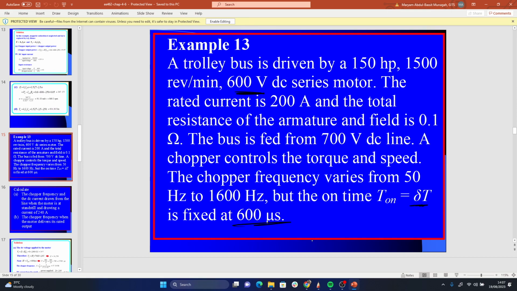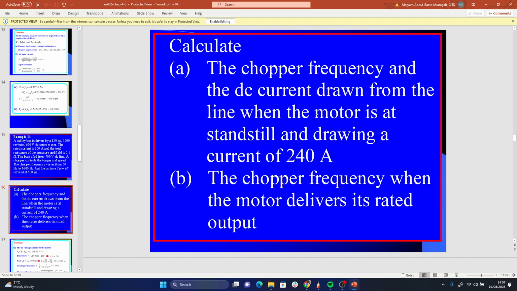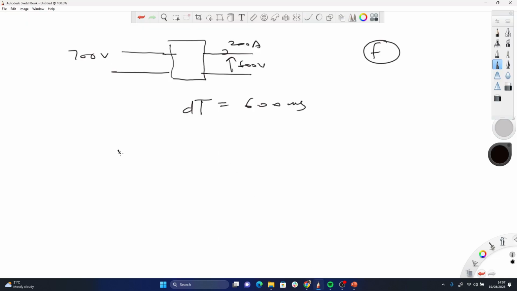Okay, so let's see. Find the chopper frequency. That's A. And the DC current drawn from the line when the motor is at standstill. So when the motor is at standstill, you know that omega is equal to 0, right?